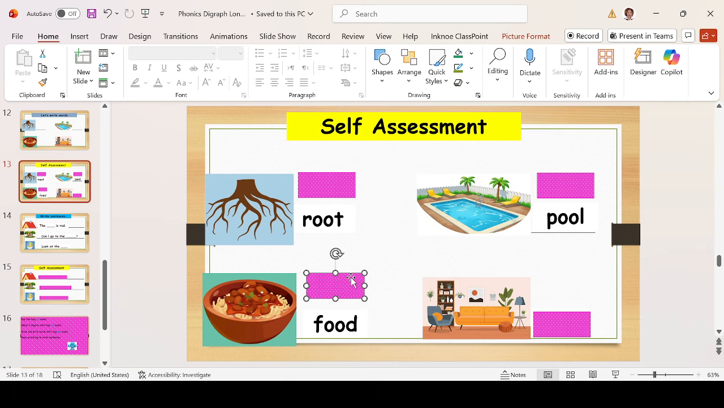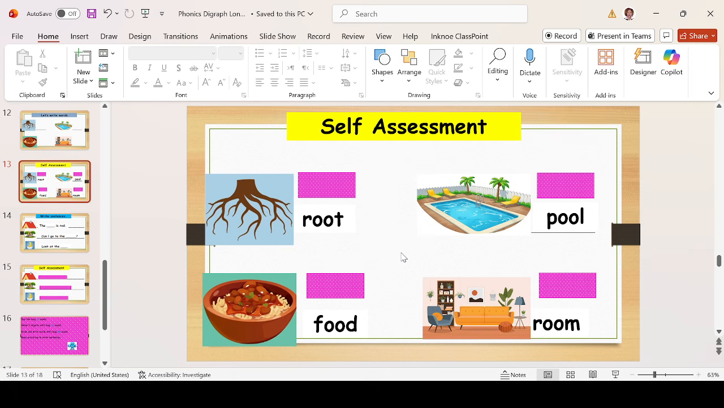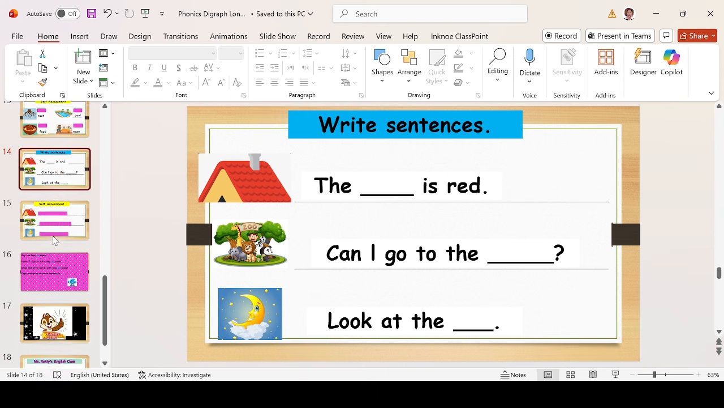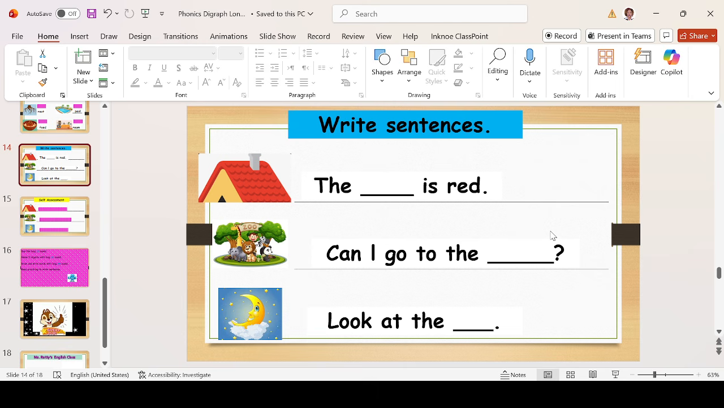It's still okay. And here it's F-U-D, food. F-U-D, food. And the last one, R-U-M, room. R-U-M, room. Okay, so pause the video, do your corrections. When you are done, we will do sentence writing. So we are going to write our sentences.